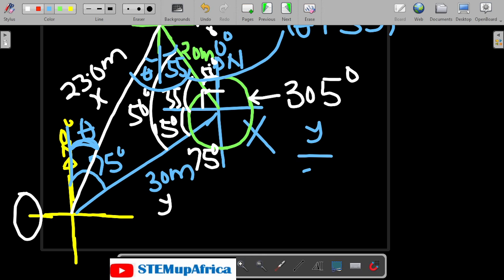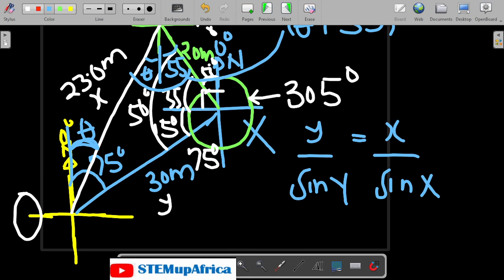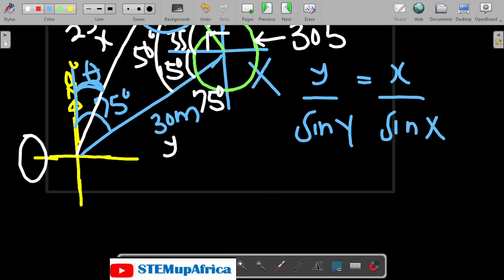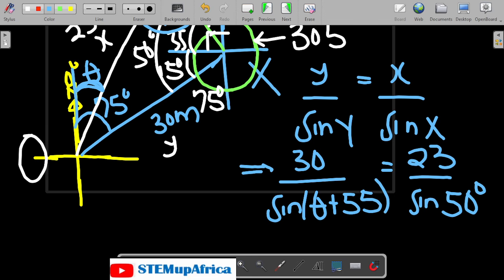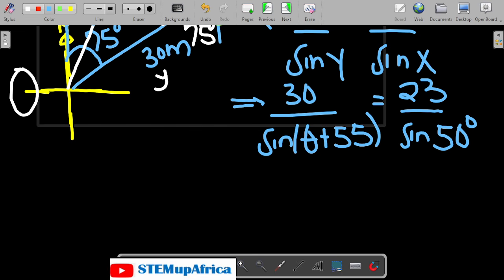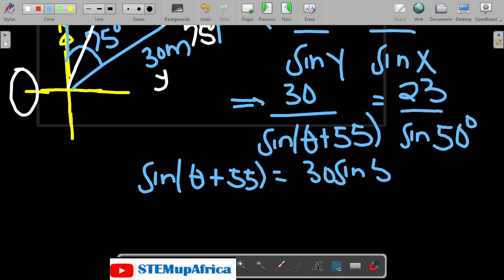If I solve with this, I'm going to have small y over sine big Y equals small x over sine big X. Small y is our 30. This implies 30 over sine of theta plus 55 equals small x, which is 23, over sine 50 degrees. If I make sine of theta plus 55 the subject, I'm going to have sine of theta plus 55 equals 30 sine 50 divided by 23. What will you have?